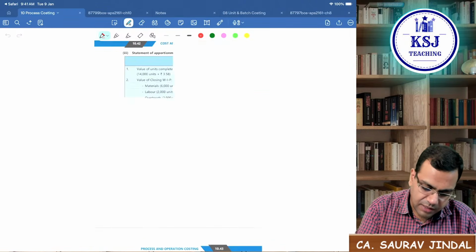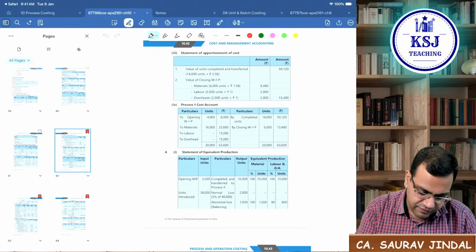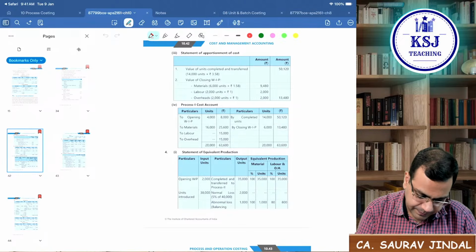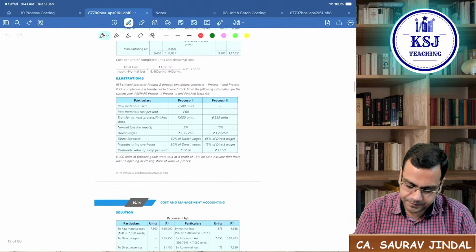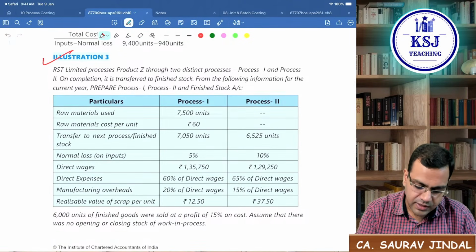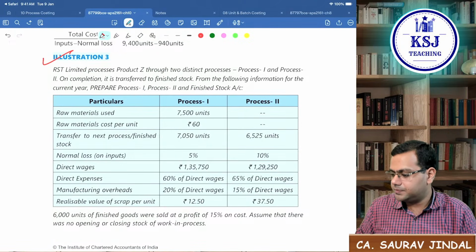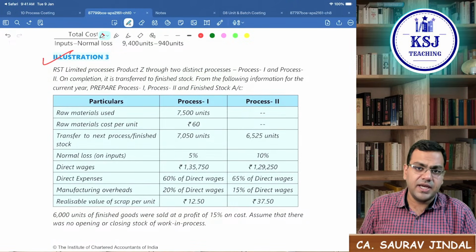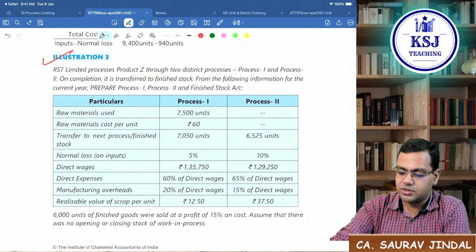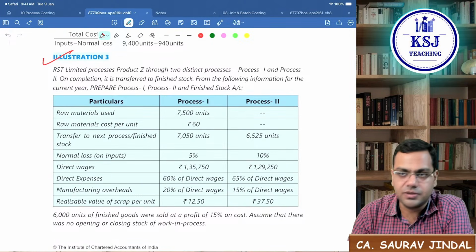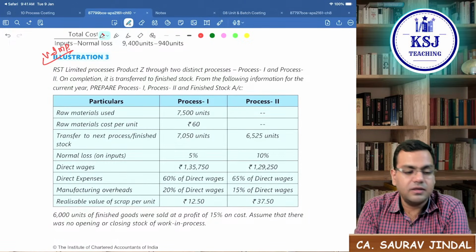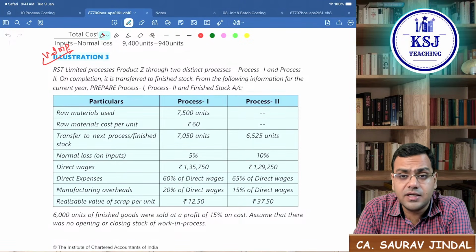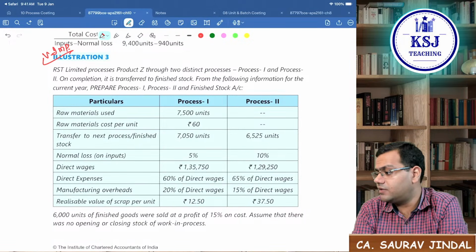Okay, let's come to the question then. Which question we should take up? Let's see. We'll take up illustration number 3 from the module. They have repeatedly asked this question in the exam in case of the process accounts. So mark this question number 3 as very important, and definitely they can ask this question in the future also.